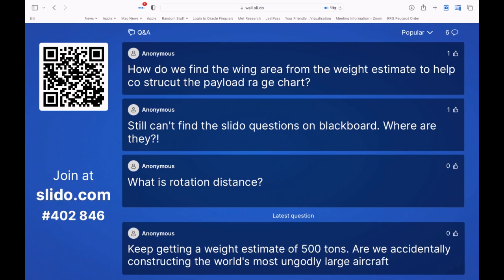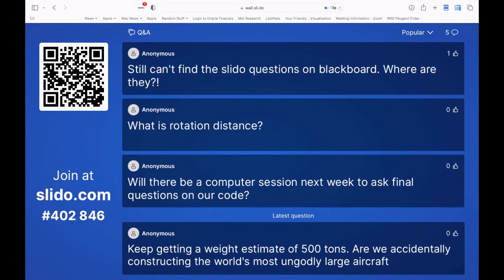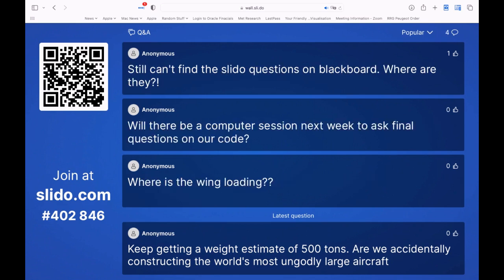Okay. Wing area, rotation distance. I will show you Slido in 2 seconds. Yep, there are computer sessions every week, including week 12. Yep, so yeah, there's plenty of things. We'll talk more about submitting code next week and in the session next week.